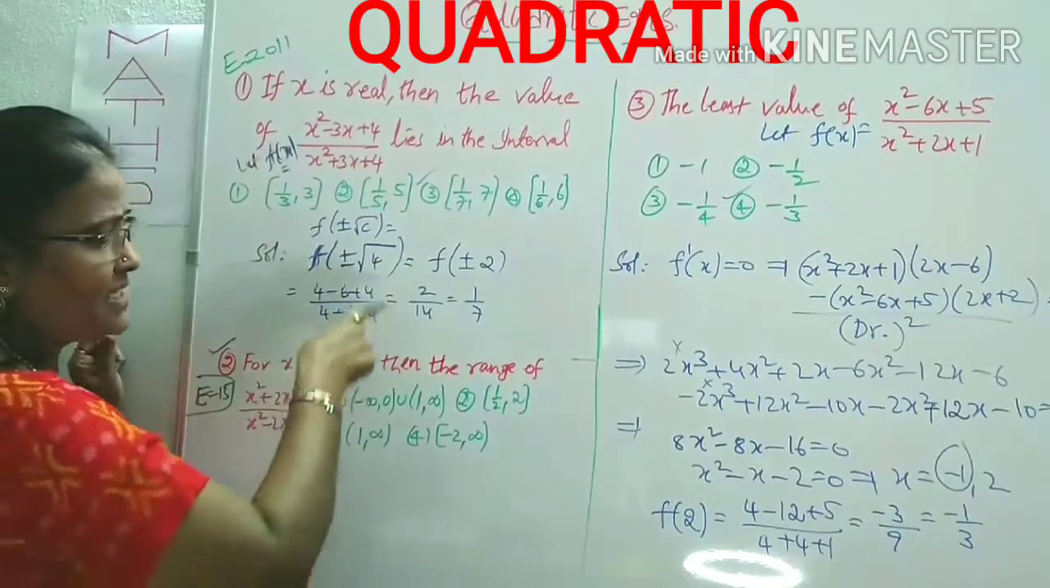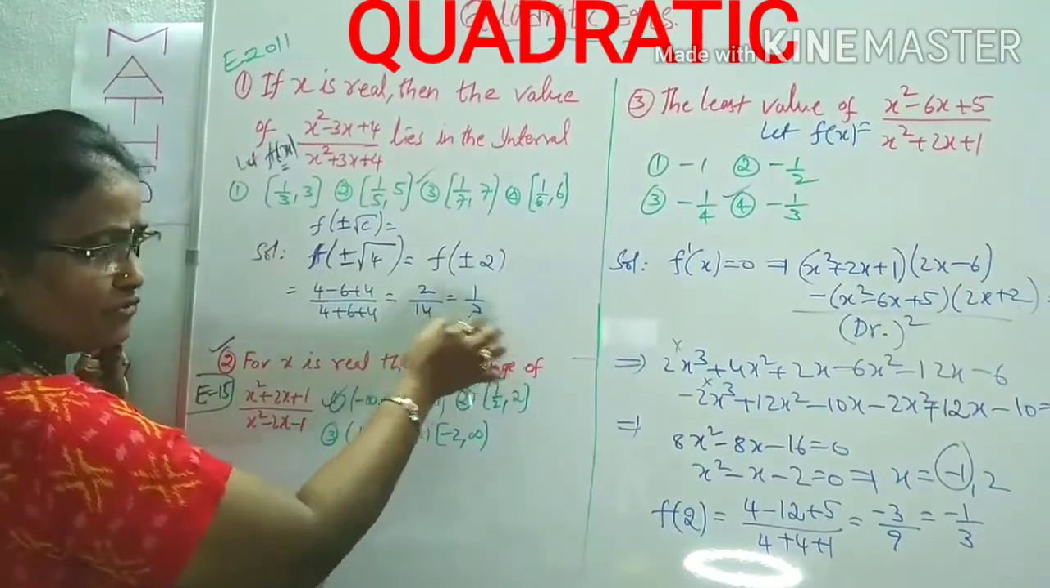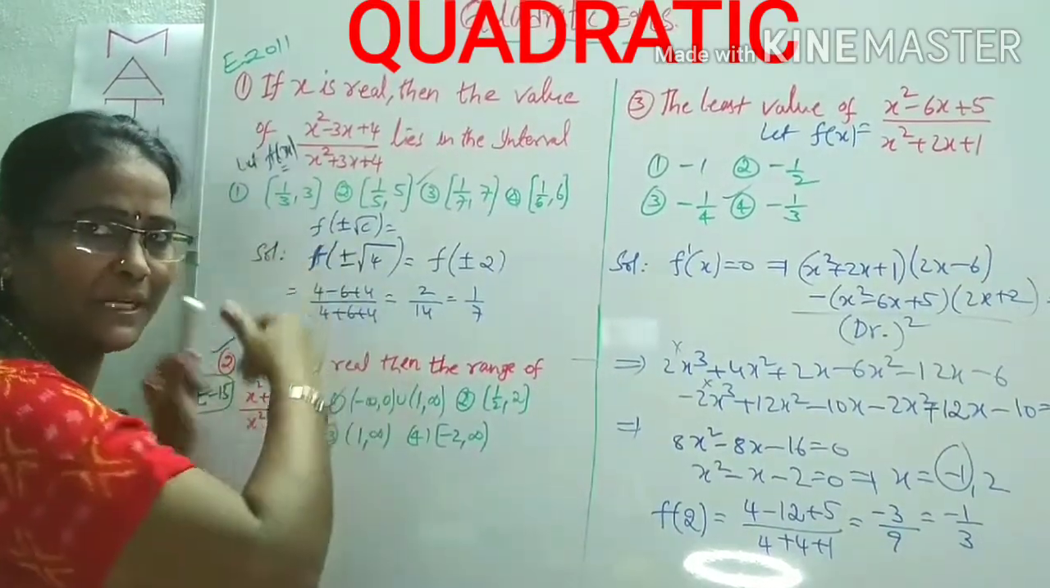Let it be taken as f(x). We can find out the range. If you find out one of the values, that's enough. We can pick up the option.